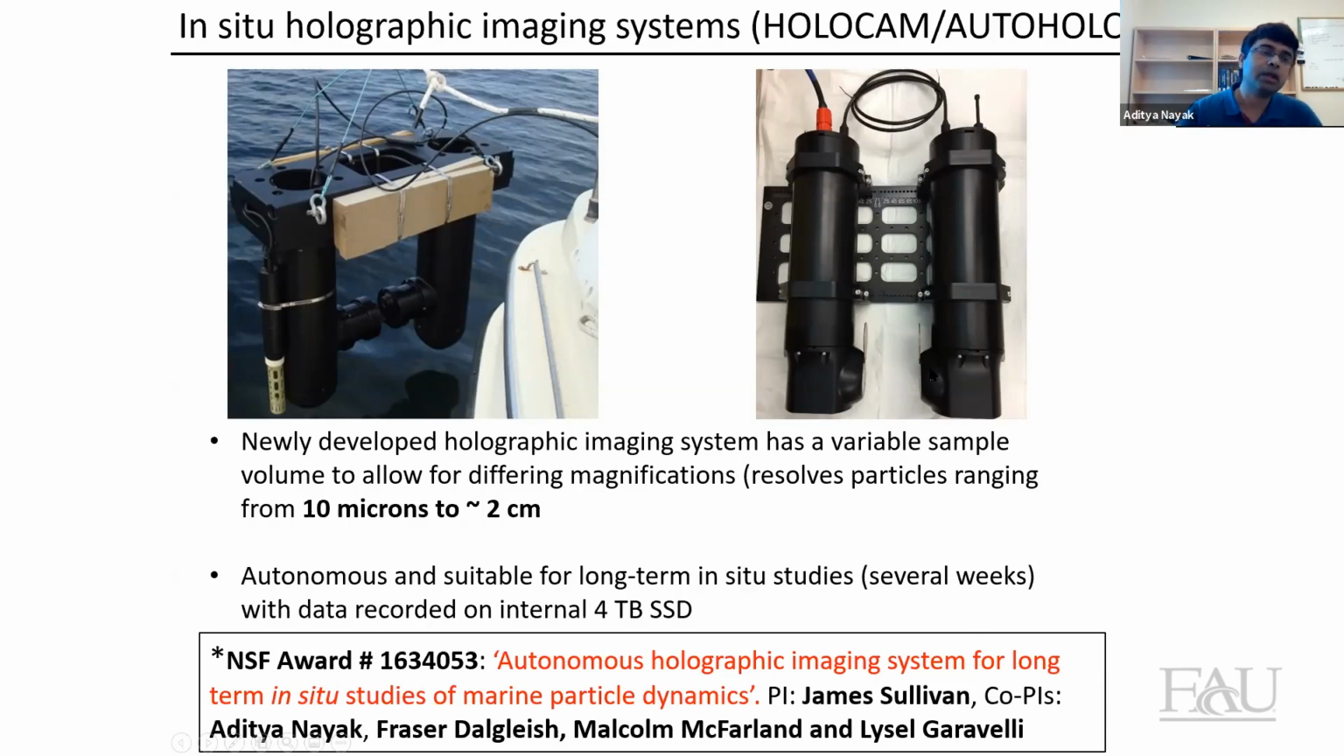The interesting thing about holography is that you can get the three-dimensional spatial information of all the particles that are present within your sample volume. Right? And you can resolve particles from a few microns to a few centimeters. So it's a really broad size spectrum that you're able to look at. And currently, we have developed a newer version of the holographic imaging system here, from an NSF-funded project. And so most of the data I'm showing here is going to be from either of these two systems.